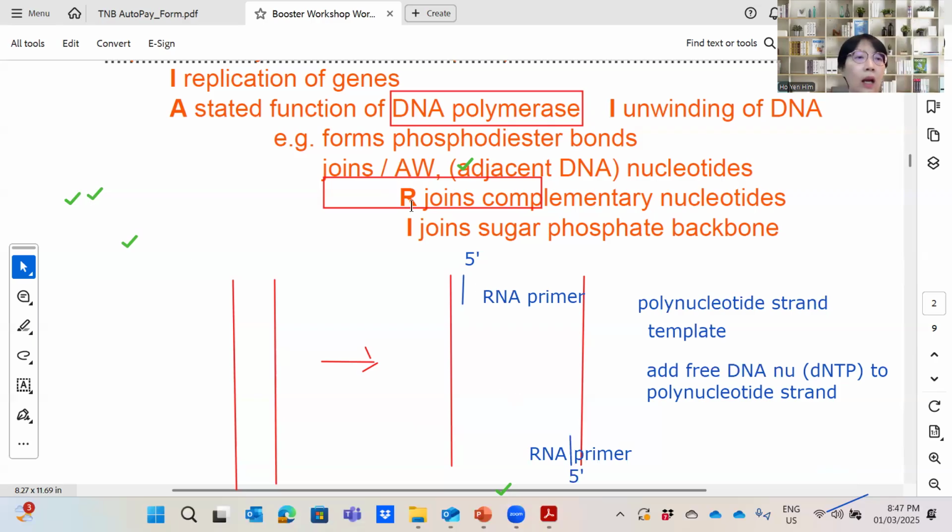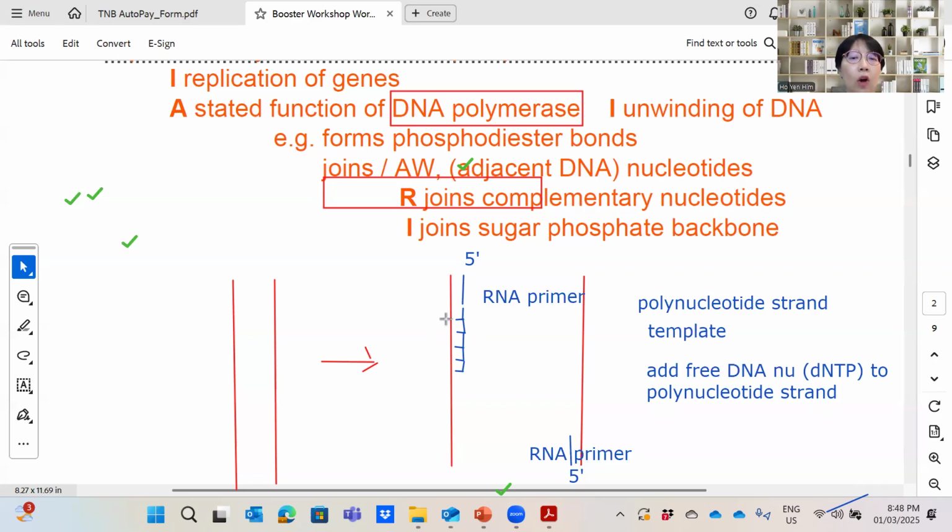So then only our DNA polymerase, which is actually this enzyme here, only this enzyme can come in and add the free DNA nucleotide 1 by 1. So now I add the free DNA nucleotides 1 by 1. This is 1 free DNA nucleotide, this is another one here, this is another one here by complementary base pairing. So this is how the DNA polymerase can do its job. So what does it do? It will add the free DNA nucleotide to an existing polynucleotide strand.